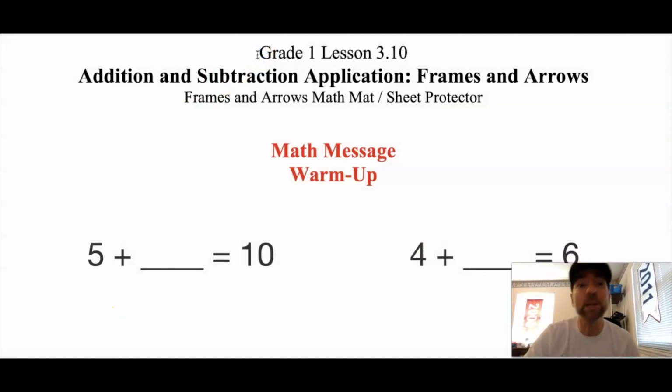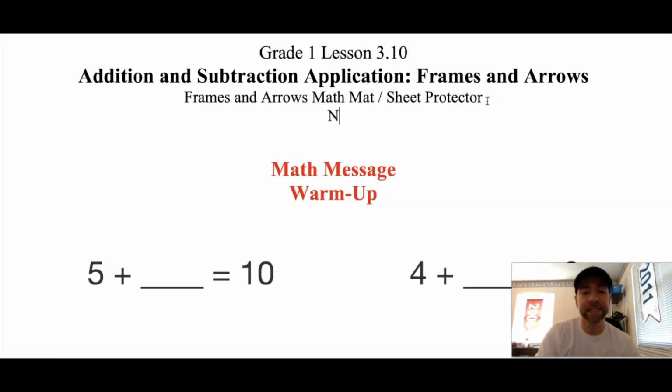Today we are going to be doing grade 1 lesson 3.10. Addition and subtraction application, frames and arrows. You're going to need your frames and arrows math mat along with your sheet protector and of course your marker. I'm going to add one other item that you might want, and that is a number line. A number line really helps us with our frames and arrows, especially when we start to get a little bit more challenging problems. So you might want to have a number line nearby also to help you.